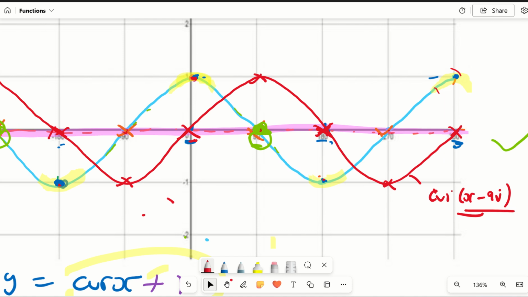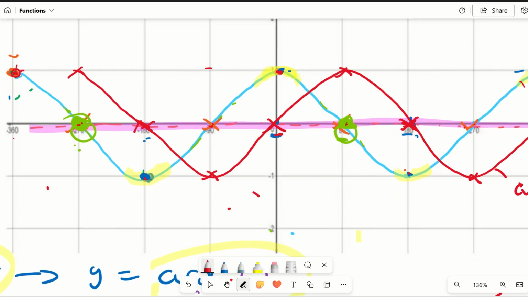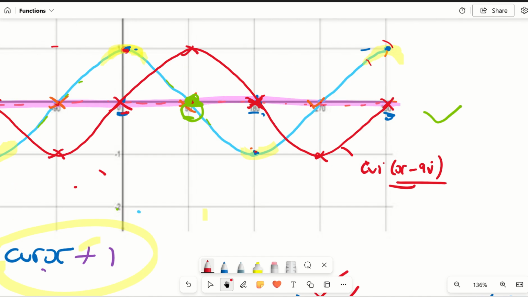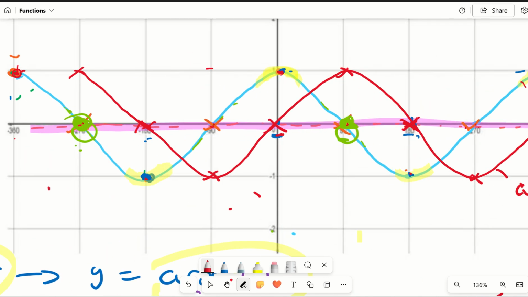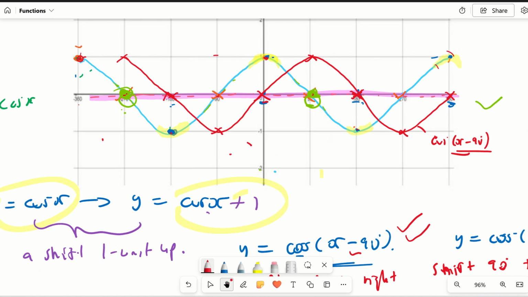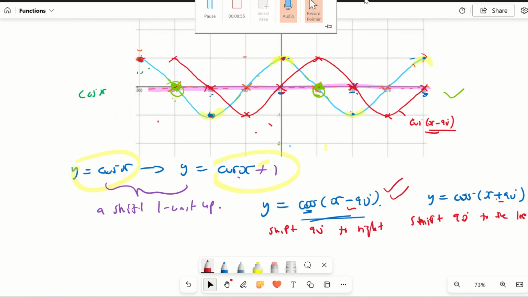If it was positive, we would have moved each point 90 degrees to the left. If it was plus 30, we would have moved every point 30 degrees to the left. Are we all together, good people? Yes? Yes.